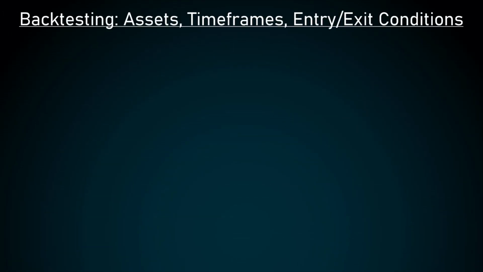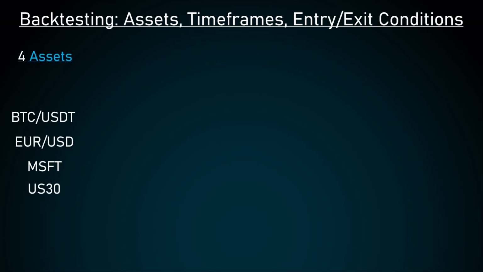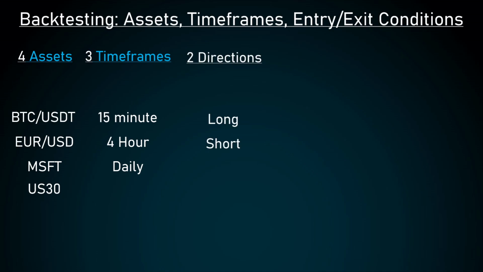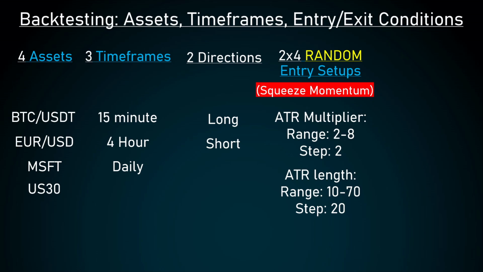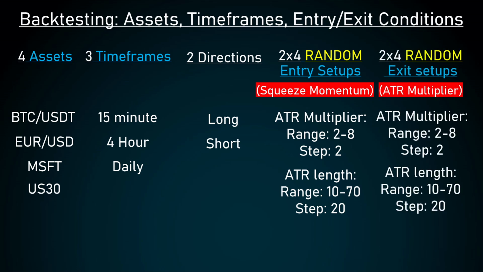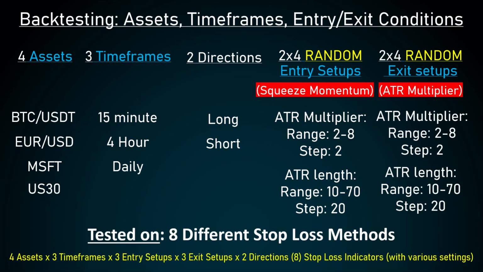Okay, but which assets, timeframes, entry and exit conditions did I test? Let's see. I tested 4 assets: Bitcoin, Euro USD, Microsoft and US30. I tested 3 timeframes: the 15-minute, the 4-hour and the daily. I tested 2 directions, long and short, separately, and I tested 2x4 entry signal setups and 2x4 exit signal setups. Let's see a few examples.